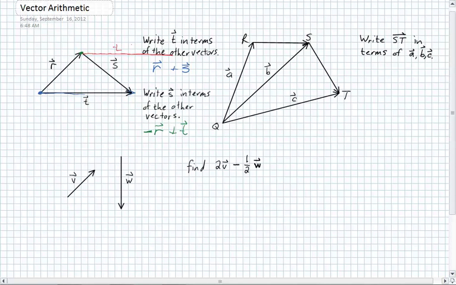So we take t first, and then we would go down this way, which would be negative r, right? That's exactly what r is, just in the opposite direction. And you'll note that we end up in the same place. We still result in getting s. So it doesn't matter whether you do negative r plus t or t plus negative r.